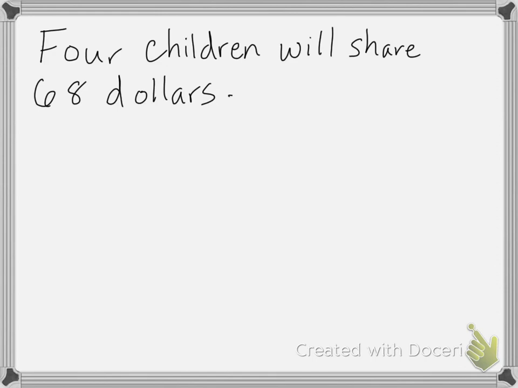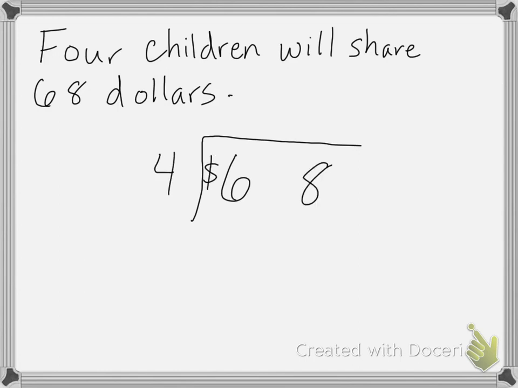We begin by writing the problem like this. 68 divided by 4. This box here, this line here means divide. Okay? 68 is the same as 6 tens and 8 ones. First, we will divide the 6 tens by 4.